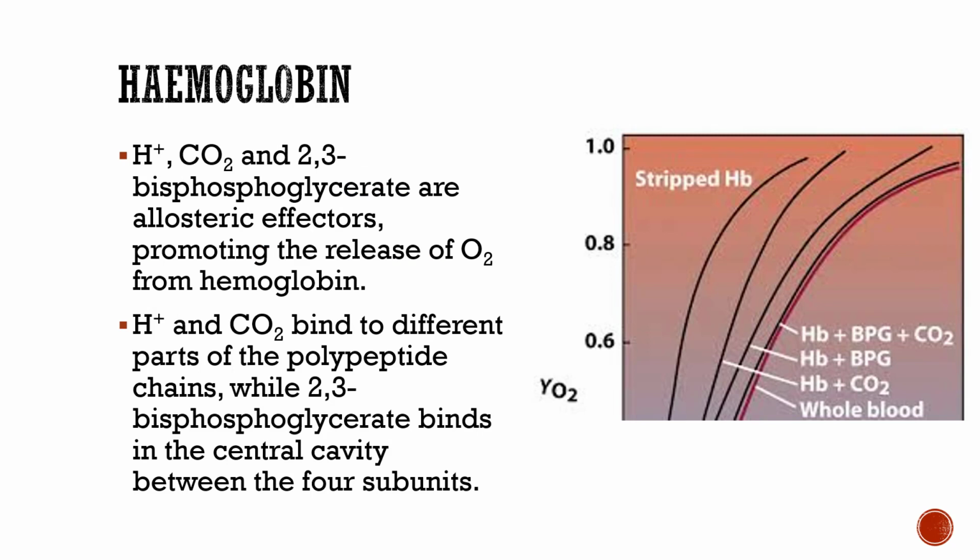Not only oxygen binds; H plus, CO2 and 2,3-bisphosphoglycerate are allosteric effectors promoting the release of oxygen. H plus and CO2 bind to different parts of the polypeptide chain, while 2,3-bisphosphoglycerate binds to the central cavity between the four subunits. We have learned about 1,3-bisphosphoglycerate in the glycolytic pathway. Instead of 1,3-bisphosphoglycerate, it can also form 2,3-bisphosphoglycerate during the glycolytic pathway, which helps as an allosteric effector in the hemoglobin binding of oxygen.